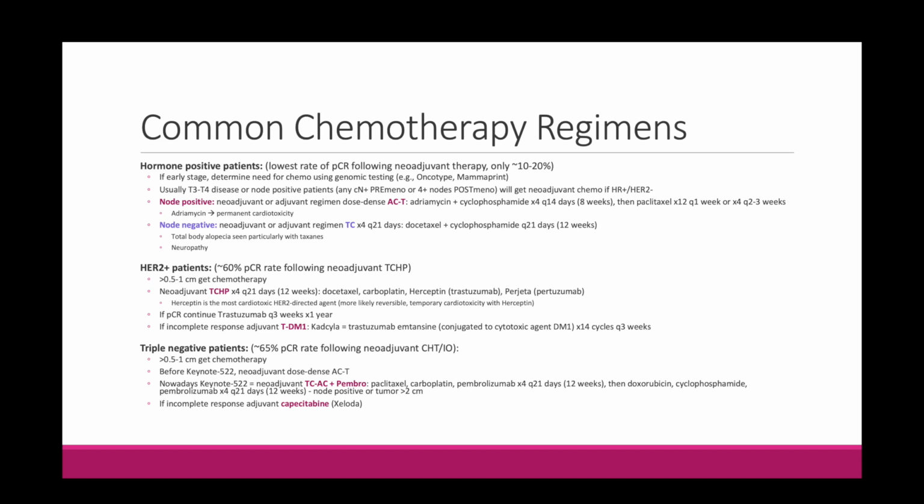So node-positive patients, we typically treat them with dose-dense ACT, which is adriamycin plus cyclophosphamide, and then followed by paclitaxel. So ACT stands for adriamycin, cytoxan, and Taxol. So adriamycin is the drug doxorubicin. Cytoxan is cyclophosphamide, so they get adriamycin and cyclophosphamide, and then they get Taxol, which is paclitaxel, and that's kind of the regimen that we typically give for node-positive patients.